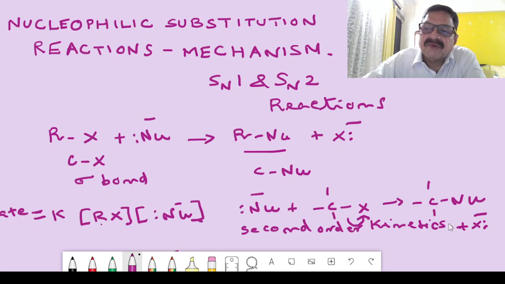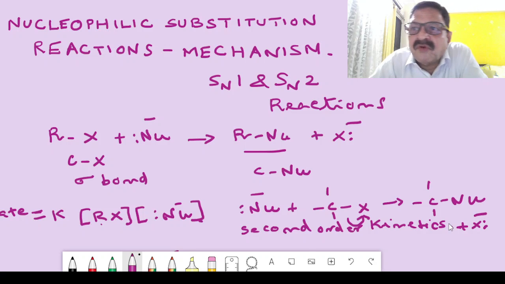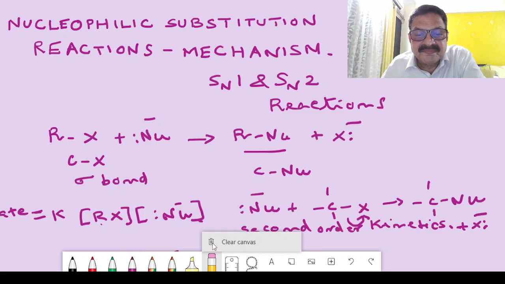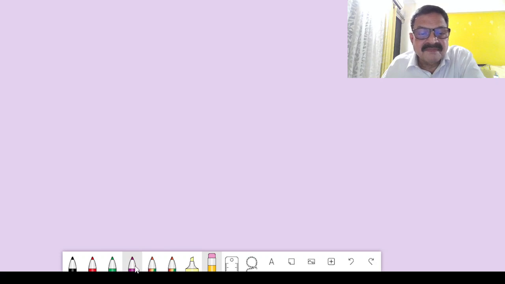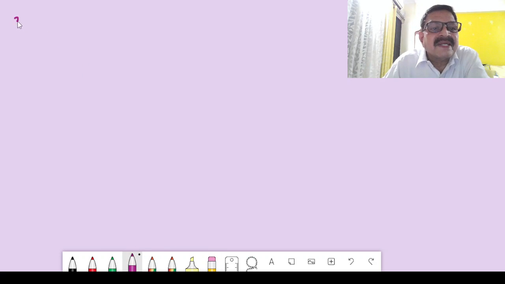Now the second possibility we can identify is that the bond breaking occurs before bond making. That will be a two-step mechanism. Let us see how the second mechanism will be.